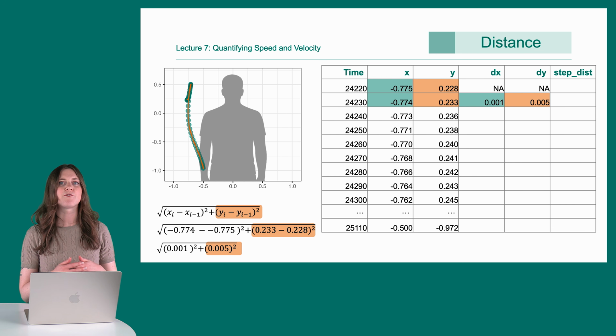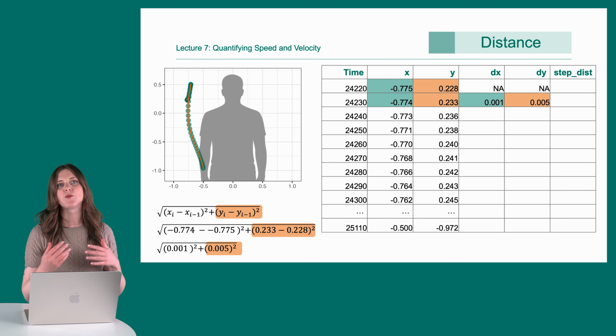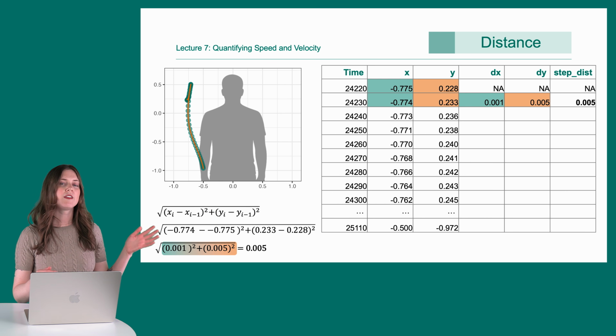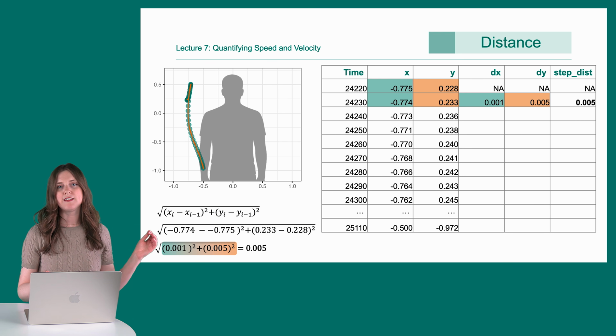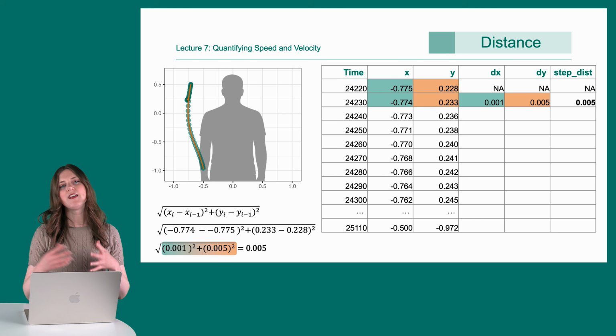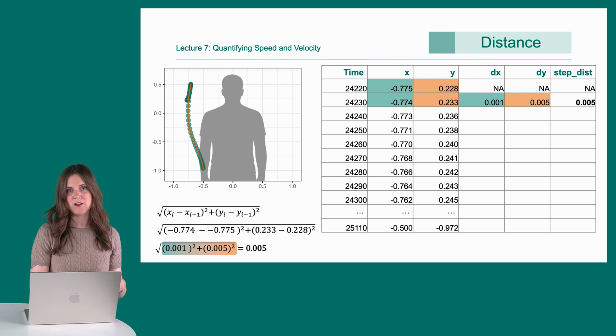Now we'll calculate the difference of the y position between the second and first time point. This gives us a vertical distance of 0.005 units. If we plug these two numbers into our Euclidean distance formula, we find that the 2D distance between the second and first time point is 0.005 units.